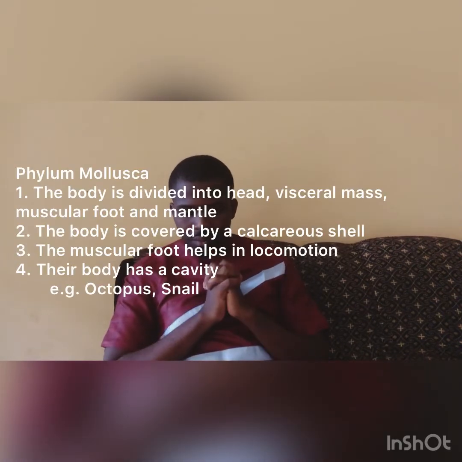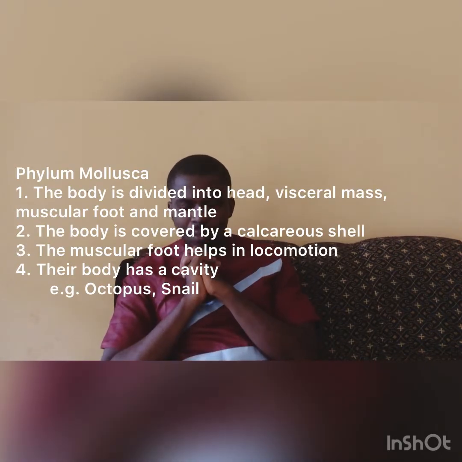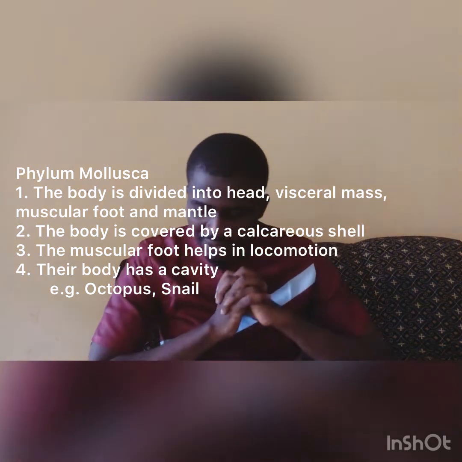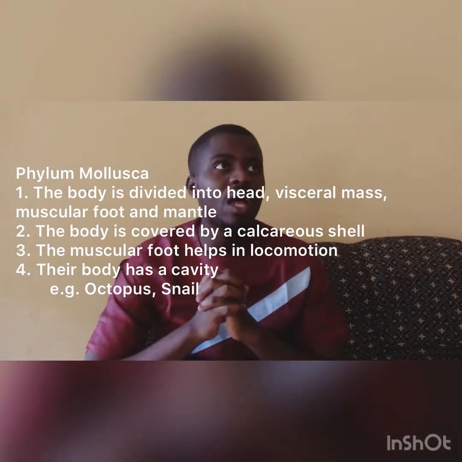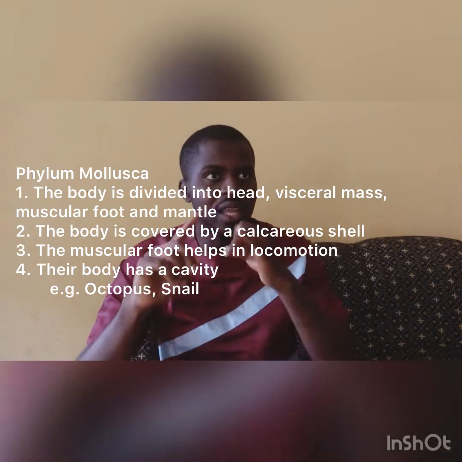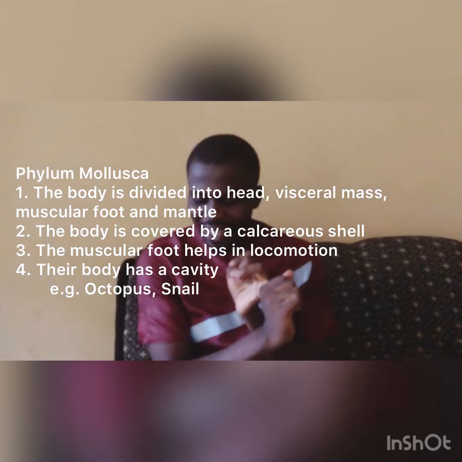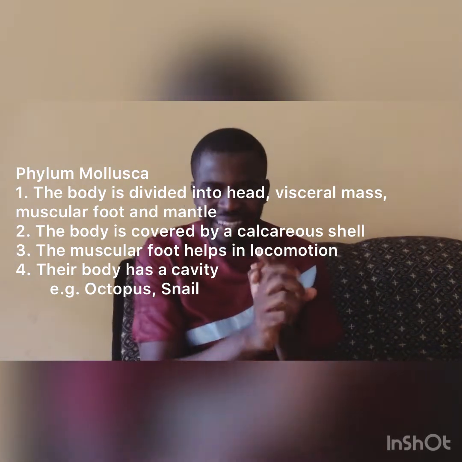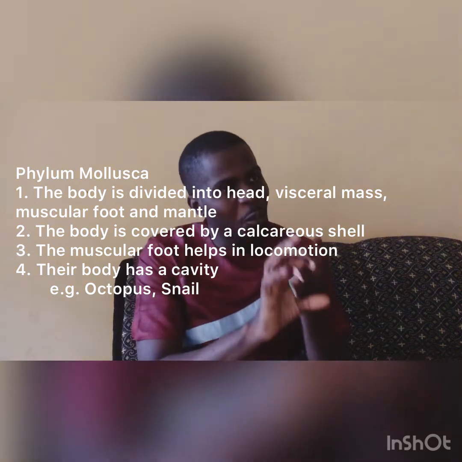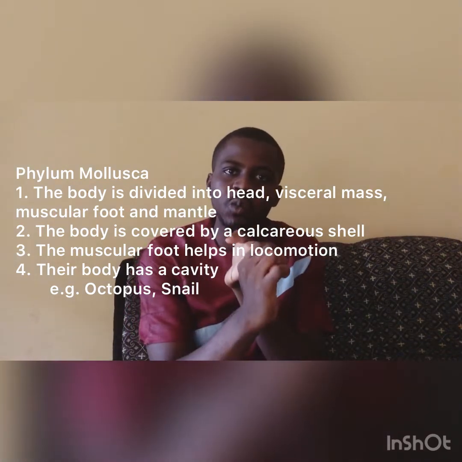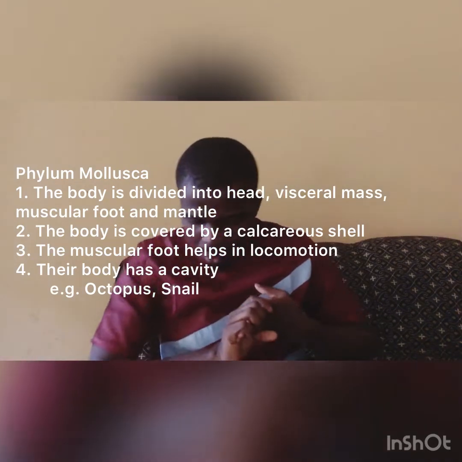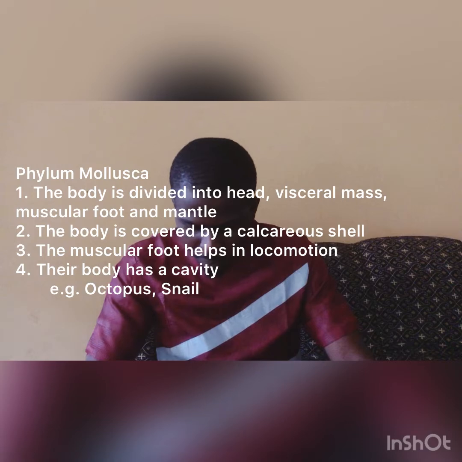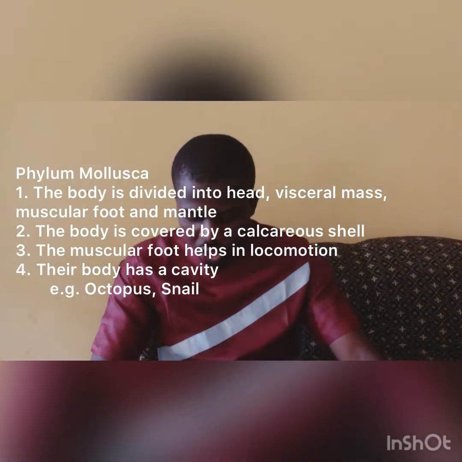Then the sixth phylum is the phylum Mollusca. The first thing about phylum Mollusca is that the body is divided into head, visceral mass, muscular foot, and mantle. That's a general characteristic, don't forget. And the muscular foot helps them in locomotion.